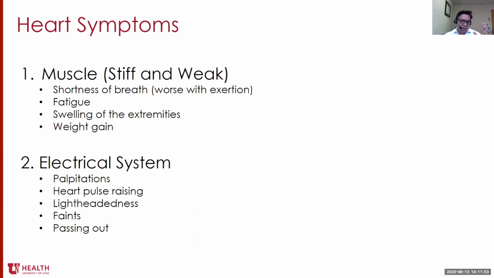As the heart becomes stiff and weak, the body starts retaining fluid. And when it retains fluid, that fluid goes to your lungs and you're short of breath. It also goes to the rest of your body, to your abdomen. It goes into your extremities. And predominantly, when it affects the heart, the patient will have weight gain.